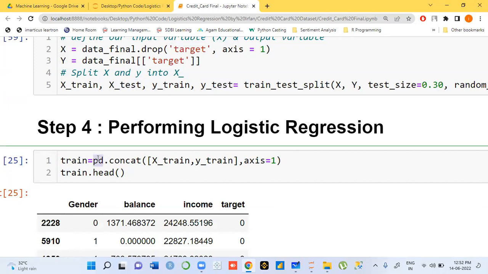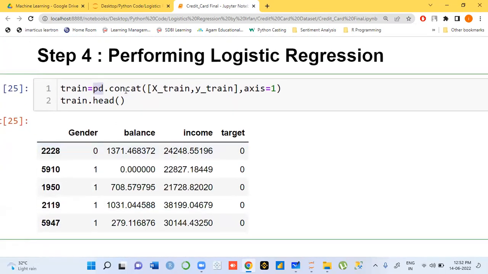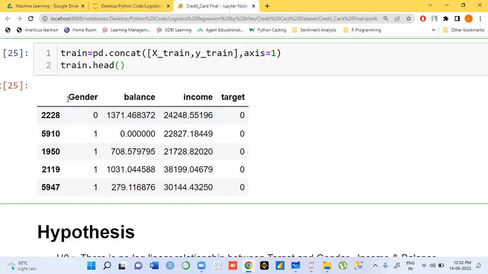I say pd, which stands for pandas. I want to concat, meaning combine, X train and Y train. Assigning it in train. Clear, guys? We just make a train for ourselves.